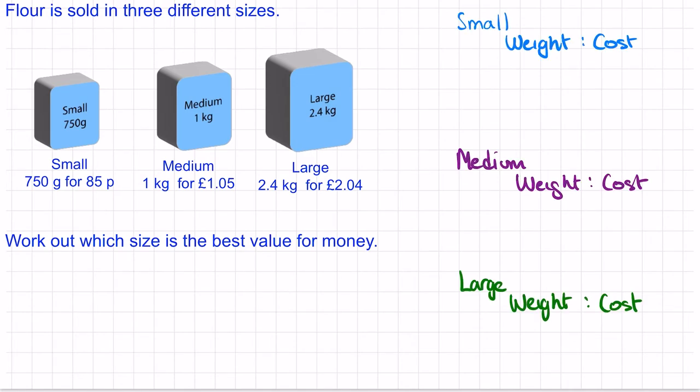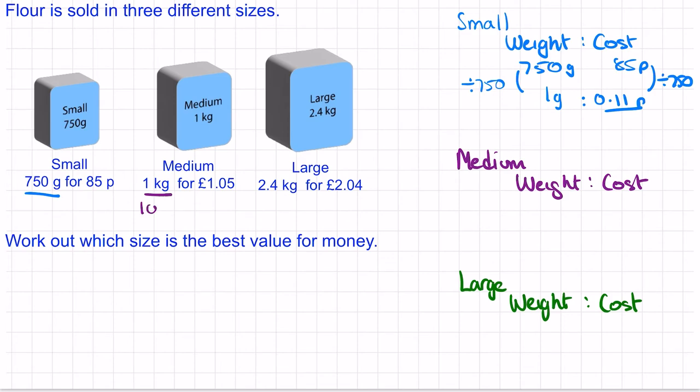Okay, so welcome back if you had a go. So I've written the three ratios, and we can see that the small is 750 grams with a cost of 85 pence. So we'll work out the cost of 1 gram by dividing this by 750. We'll do the same to the cost, divide that by 750, and this will give us 1 gram is 0.11 pence. For the medium, we need to convert the 1 kilogram into grams.